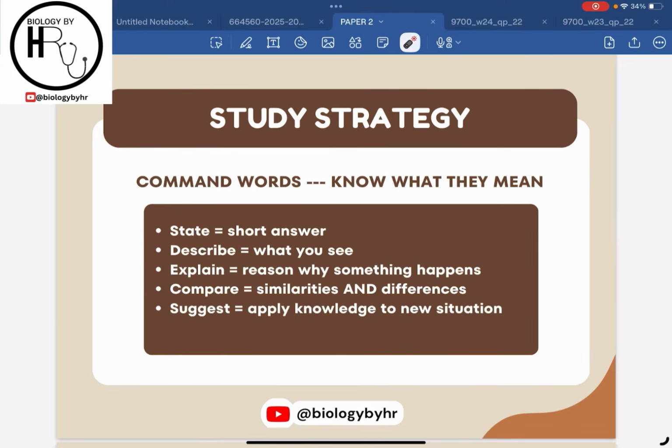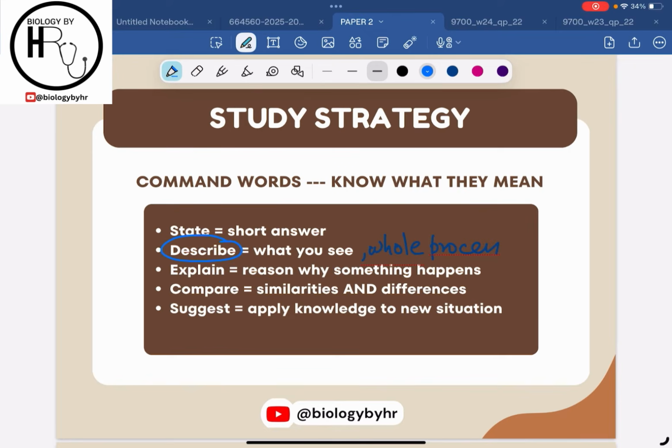Now what are the most common command words that are used in your question paper by the examiner? That is state. Now with state or write, a short answer, a one word answer or a one sentence answer is needed by the examiner. They want you to write a short answer, a one word answer or a one line answer when they use the keyword state. Similarly, if they use the keyword describe, then you have to describe what you see and what the whole process is. So this is what is meant by describe over here.